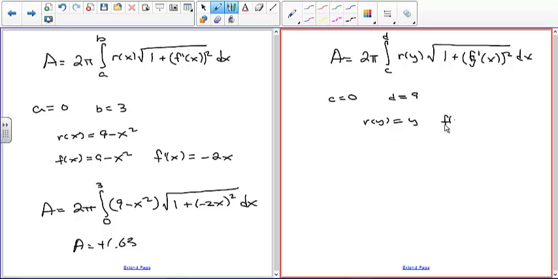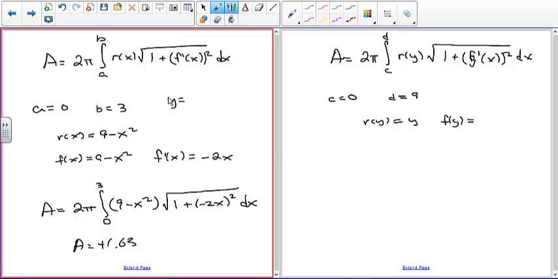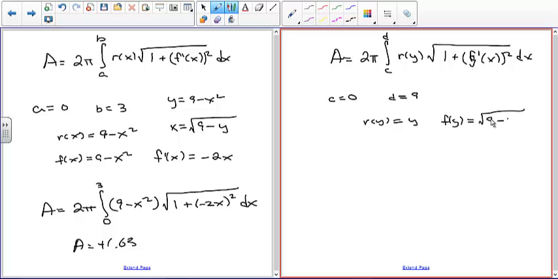F of y is going to be equal to, you take this function, y equals 9 minus x squared, and you solve for x. So if I move this to the other side, it becomes positive. Move this to the other side, it becomes negative. Take the square root. It's the positive side. So that's f of y. So you get the square root of 9 minus y.